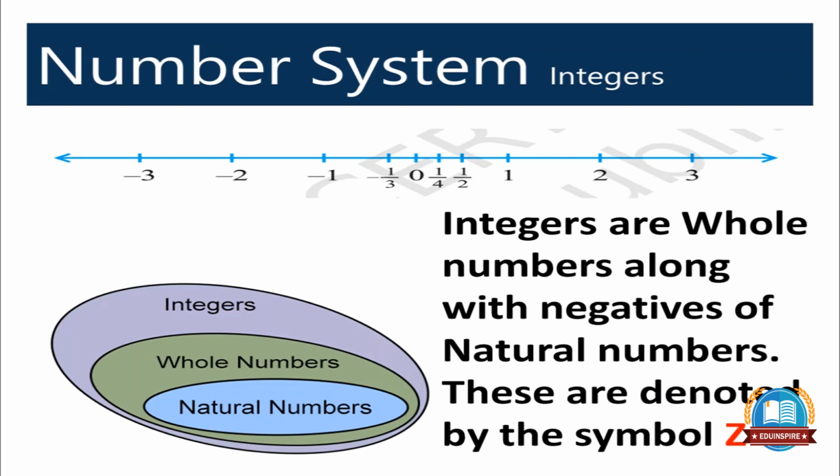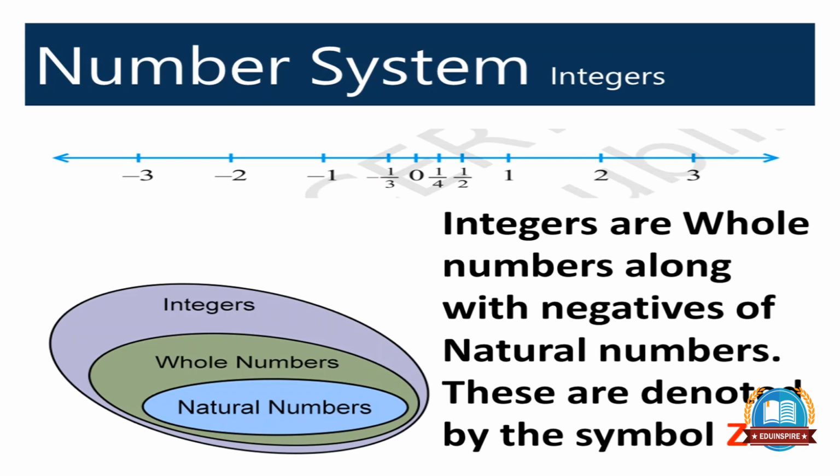Now, if we start walking on the negative side of the number line, we will see numbers like -1, -2, -3, etc. These, along with whole numbers, are known as integers. Therefore, integers can be defined as whole numbers along with the negatives of natural numbers. These are denoted by the symbol Z, as it is derived from the German word zählen, which means to count.